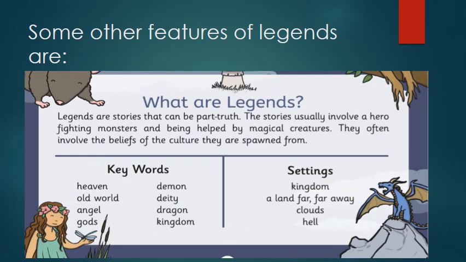What are legends? Now, other features of legends are they are stories that can be part truth. The stories usually involve a hero fighting monsters and being helped by magical creatures. They often involve the beliefs of the culture they are spawned from. Now, some of the key words associated with legends are heaven again, old world, angel, gods, demon, deity, dragon, and kingdom. And again, the settings might be in a kingdom, a land far, far away, clouds, and hell.